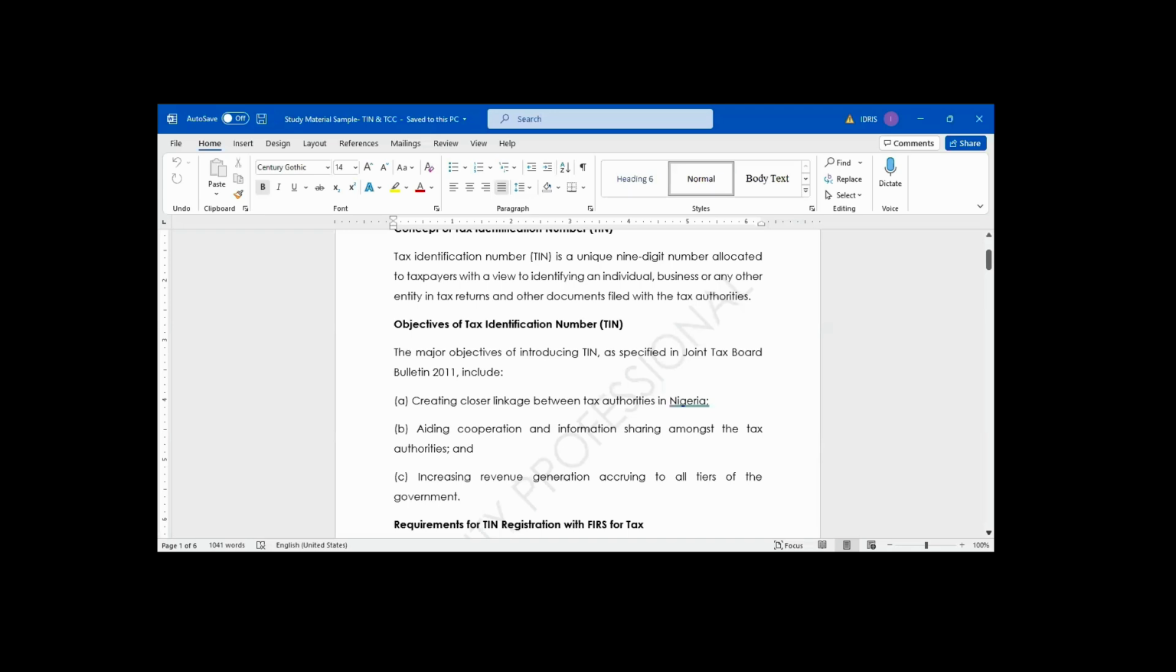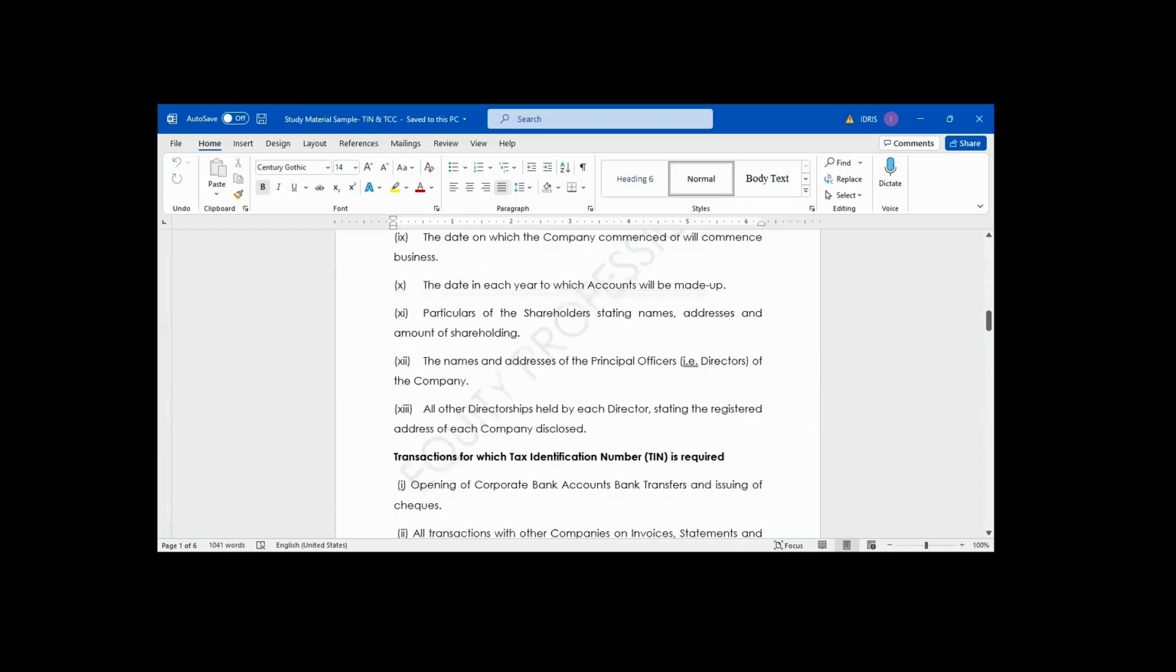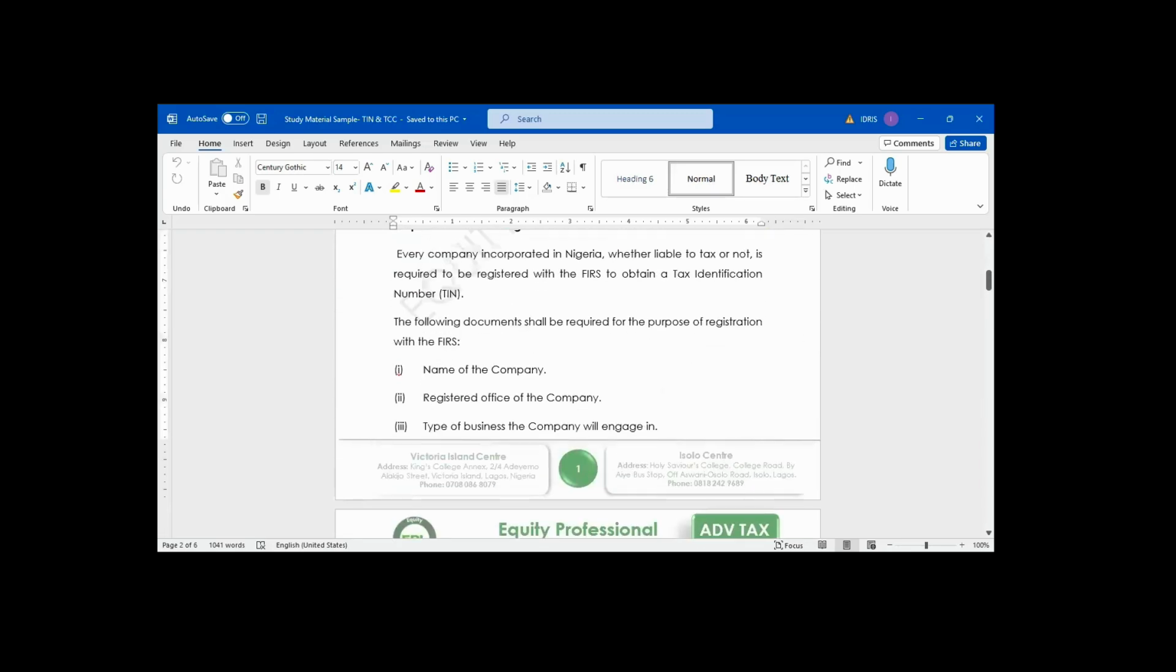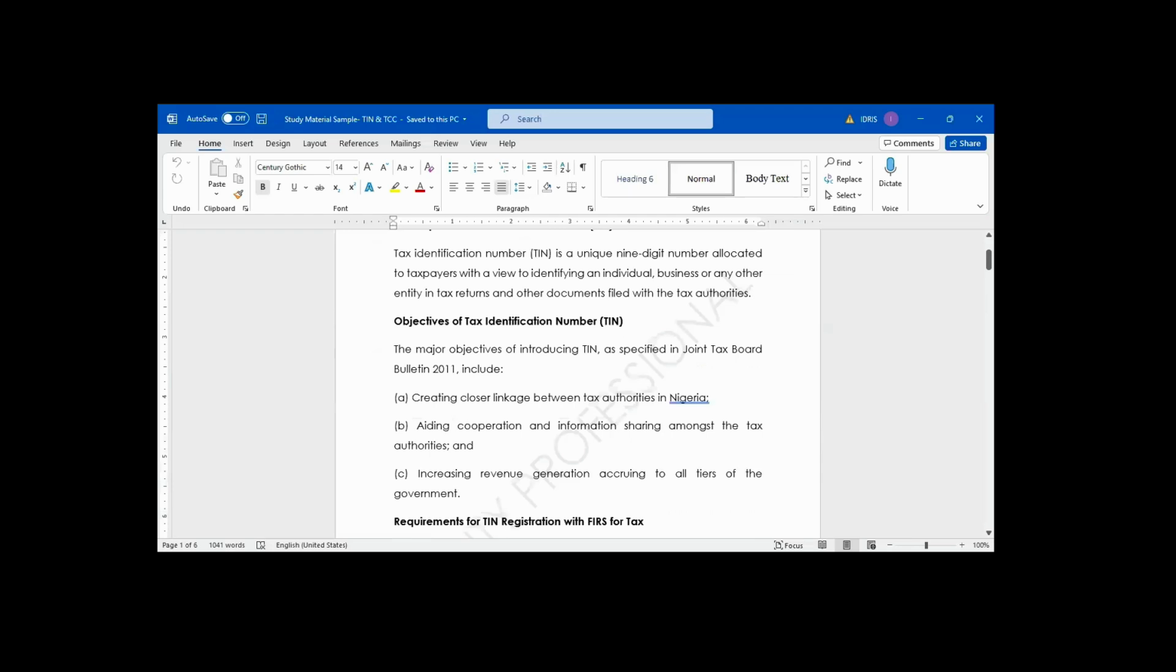Now, requirement for tax identification number with FRS. If FRS wants to issue tax identification number to a company, what are the requirements? This tax identification number is issued to companies by FRS. What about individuals, employees, or sole proprietors? Theirs is called taxpayer ID. Their taxpayer ID is issued by who? By State Internal Revenue Service.